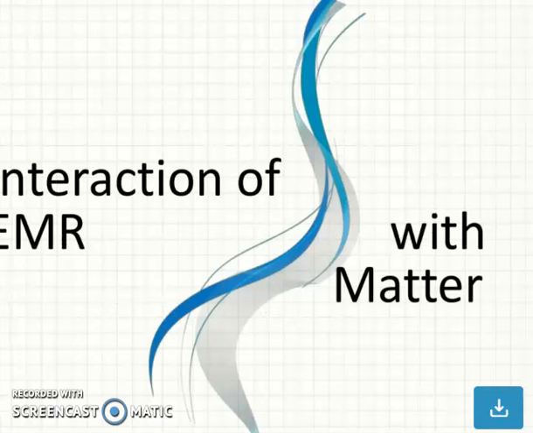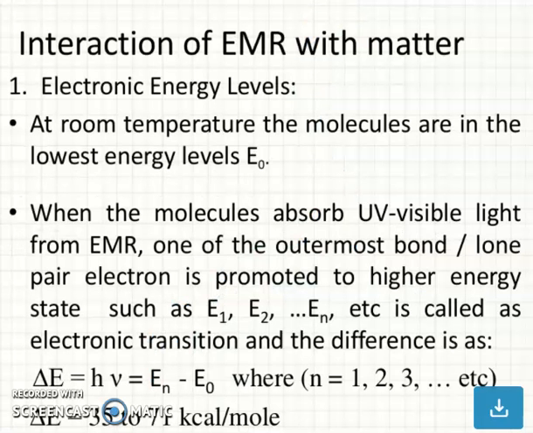You know EMR, electromagnetic radiation in short form. Now, the interaction of EMR with matter: electronic energy levels. At room temperature, the molecules are in the lowest energy level, E naught. When the molecules absorb UV-visible light from EMR, one of the outermost bond or lone pair electrons is promoted to higher energy states such as E1, E2, En. It is called electronic transition, and the difference is delta E is equal to h nu is equal to En minus E naught, where n is equal to 1, 2, 3.